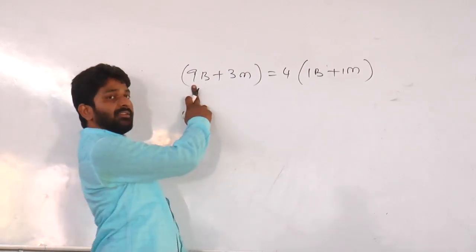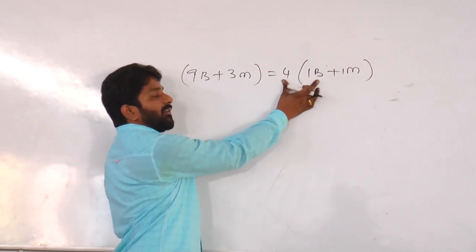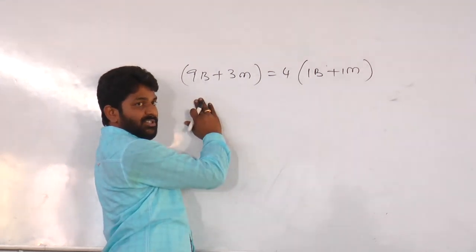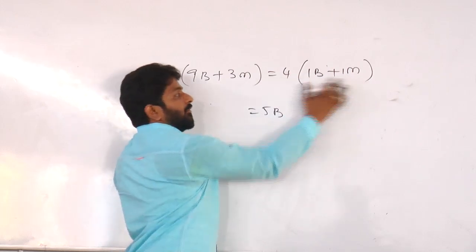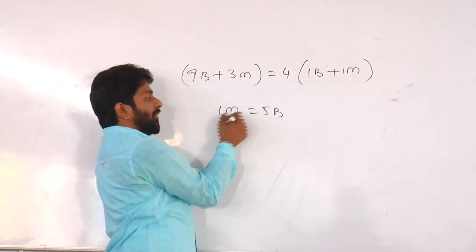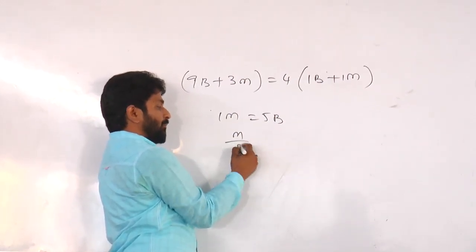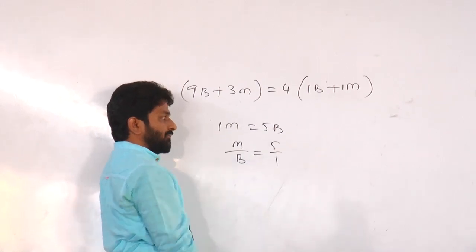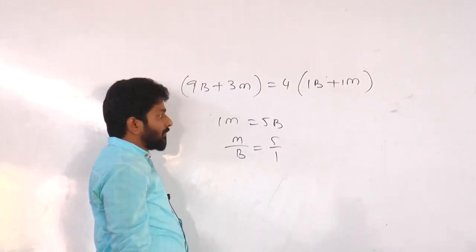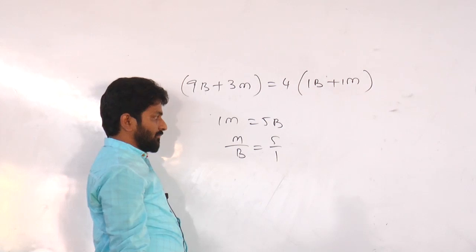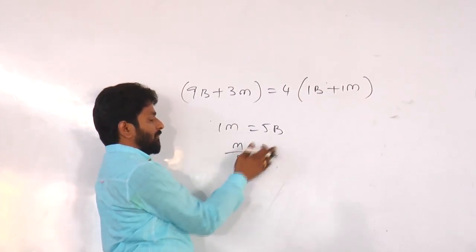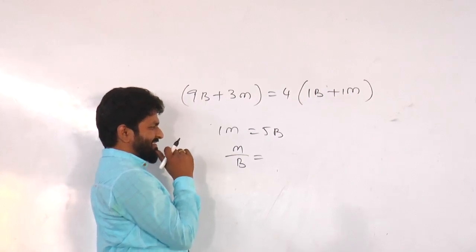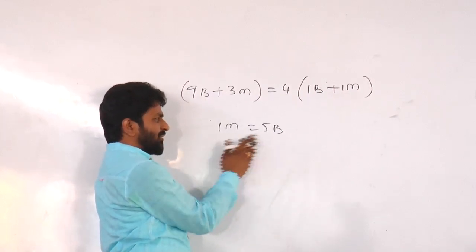How many boys are here? 9. And here? Take boys to this side. 5 boys. 3 men, 4 men, 1 man. 1 man is equal to 5 boys. Men by boy is equal to 5 by 1. One man is equal to 5 boys.